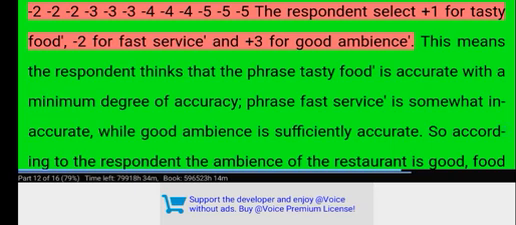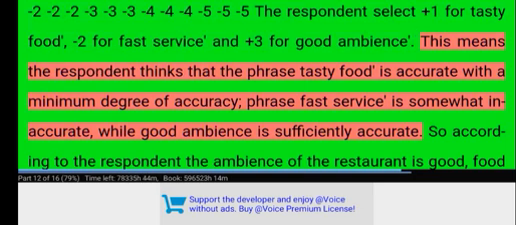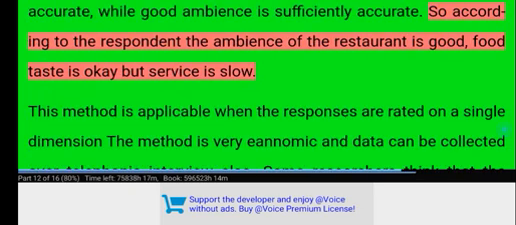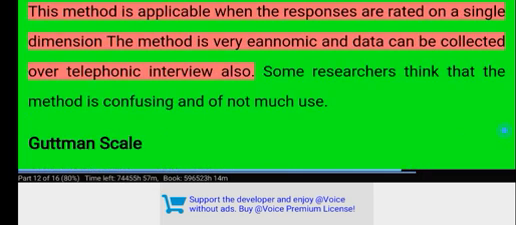The respondent selects +1 for tasty food, -2 for fast service, and +3 for good ambience. This means the respondent thinks that the phrase tasty food is accurate with a minimum degree of accuracy. The phrase fast service is somewhat inaccurate, while good ambience is sufficiently accurate. So according to the respondent, the ambience of the restaurant is good, food taste is okay, but service is slow.